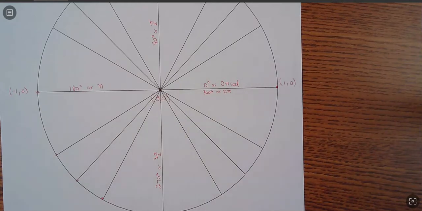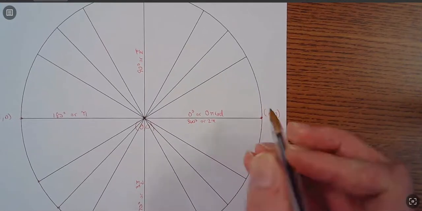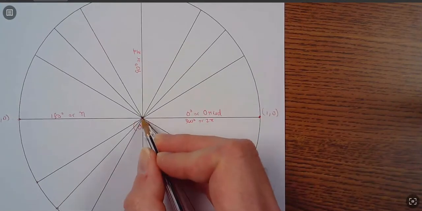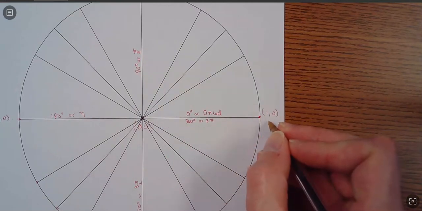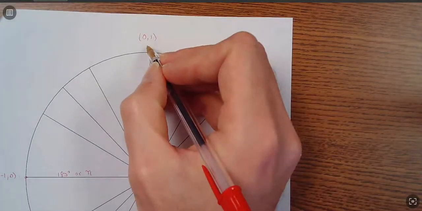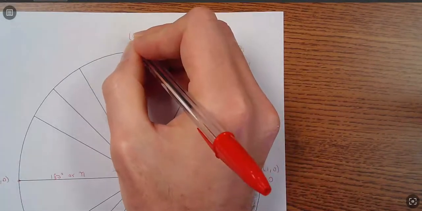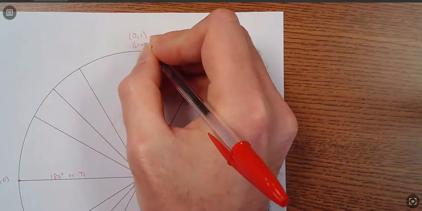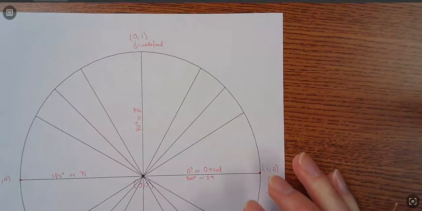Next I want to put right below it the slope of this line. To get to this point, it would be rise 0, run 1. So it would be 0 over 1, so I'm just going to put 0 below it. Now here, this would be a rise of 1 and a run of 0, so 1 over 0, which would be undefined. We're going to use that later.